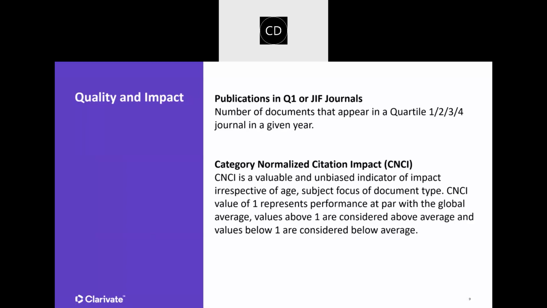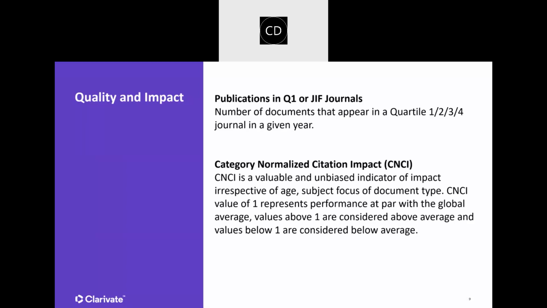So what does this mean? It means that if you see that an institution has a CNCI above 1, perhaps 2 or 3 or 1.5, it means that the institution is performing above the global average. If you see that the institution's CNCI is below 1, it means that it is performing below the global average. So this is very straightforward to understand.